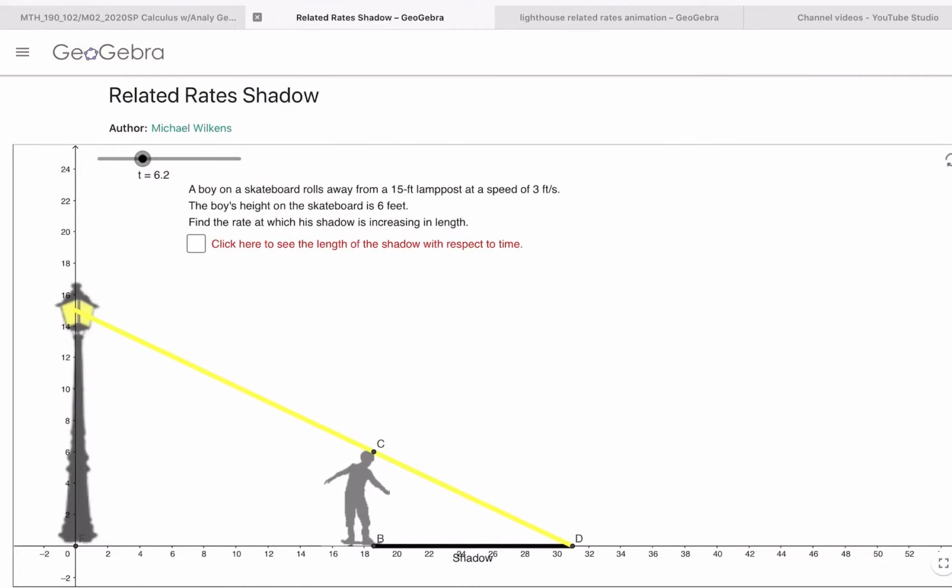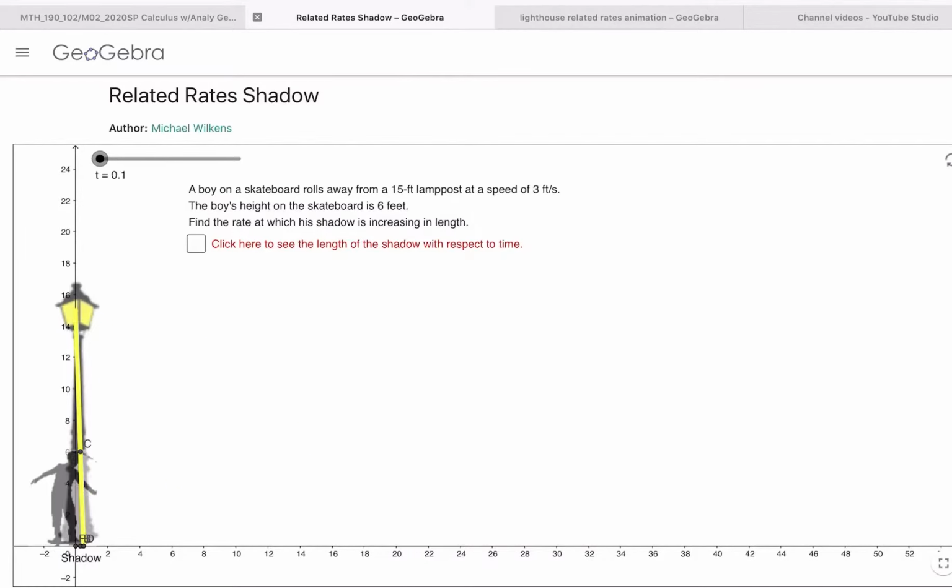Here we have a boy on a skateboard, and he's going away from the light, although I can move him back towards it. He's moving away at a constant speed, and we're looking for how fast his shadow is increasing in length. Ours will be the opposite. It'll actually be a shadow that is decreasing in length because he is going towards the light in our example. But let's get him back starting at the light. He's going away from the light.